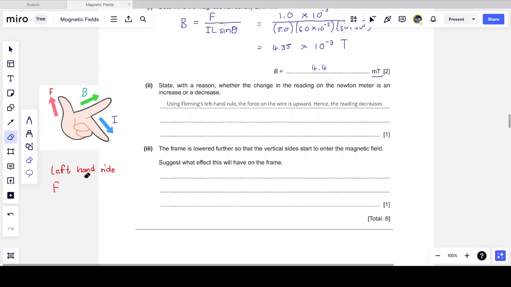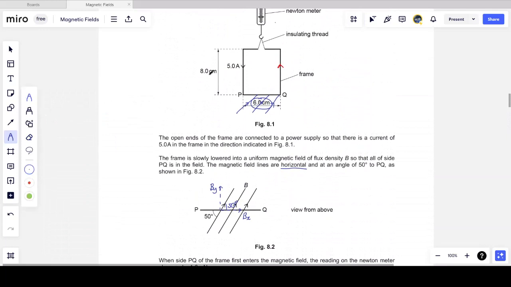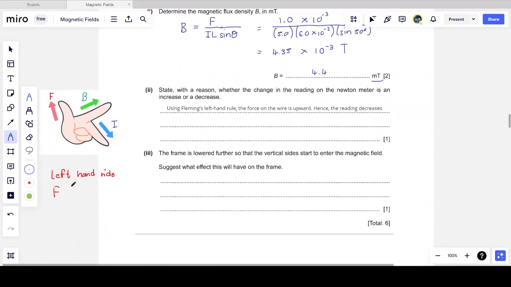My middle finger is pointing downward as the current flows down on the left-hand side, and my field lines are pointing in that direction. My horizontal component of the field lines are pointing in that direction, and then what I'm left with naturally is that my thumb points towards me, out of the page. So my thumb gives me the direction of the force, and so the force is out of the page. And so that vertical face gets pulled out of the page.